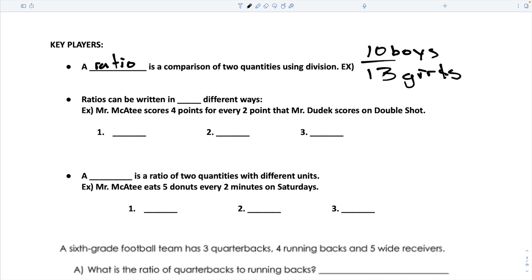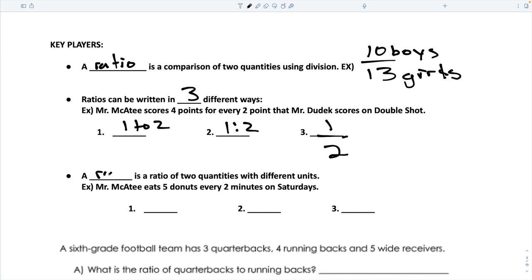You can set it up in 3 different ways. I used the fraction form this time. Ratios are written in 3 ways, like you just saw. You could write it with the word "to", you can use a colon, or you can make it a fraction. The 3 ways mean the same thing. Just make sure you're ordering them in the same way.